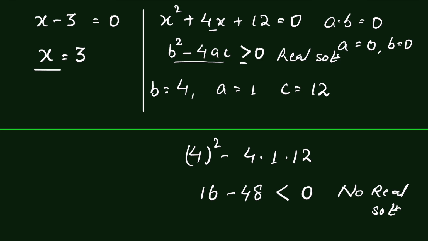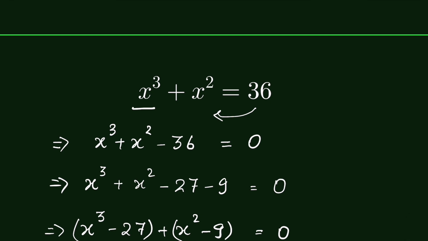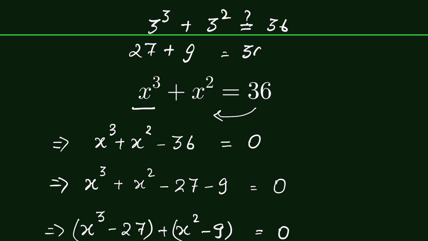Now let's check for the real solution when x is equal to 3. When x is equal to 3, 3 cube plus 3 square, it should be equal to 36. 3 cube is 27. 3 square is 9. 27 plus 9 is 36. LHS is equal to RHS. Therefore, x is equal to 3.